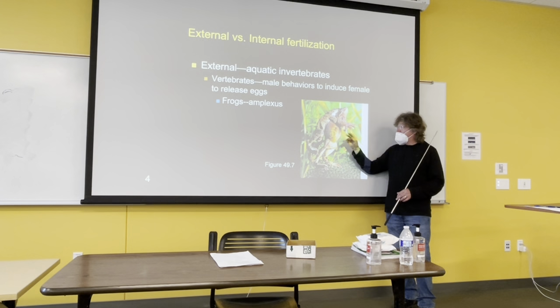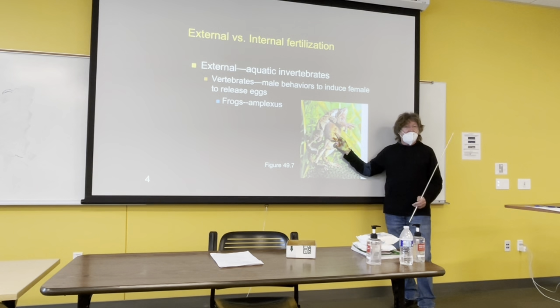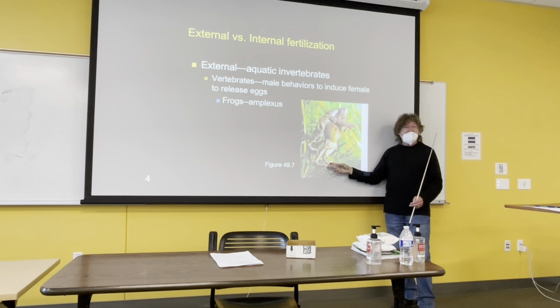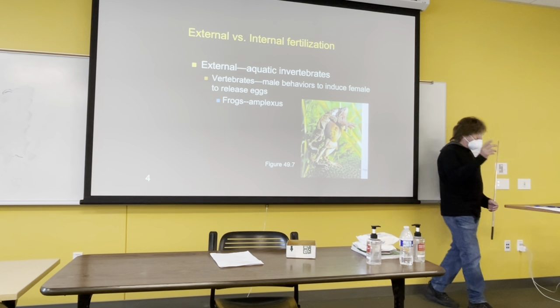So once the female releases her eggs, then he lets go of her. He doesn't care about her anymore. Okay, it's the eggs, and so he stands over the eggs, releasing sperm to fertilize the eggs. And in many species, it's the male who stays there and guards the eggs. Okay, in some cases, the female goes away.